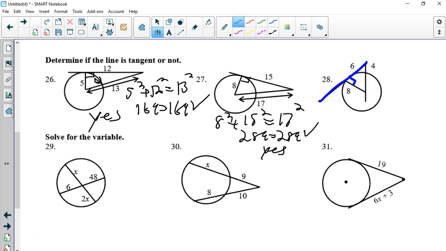So, that means I need to figure out what's going on here. Well, I know this is not drawn really to scale, but if this is 8, then this is 8. Which means, if this is 4, this entire piece right here is 8 plus 4, 12. So that's my hypotenuse, theoretically. All right? 6, 8, 12. 6 squared plus 8 squared equals 12 squared. And what you end up with is 100 and 144, which does not equal, so that's a no.